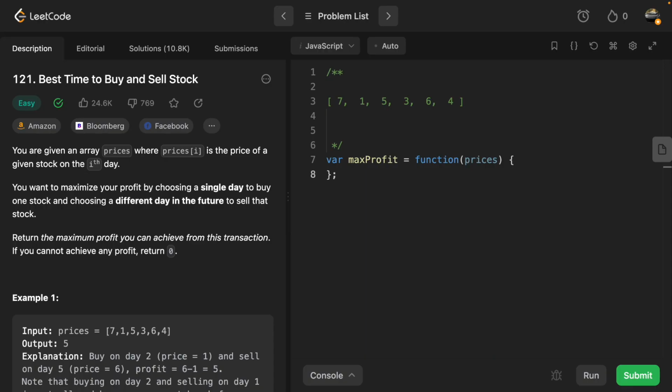Hello everyone, today we will be solving one Leetcode question, best time to buy and sell stocks.